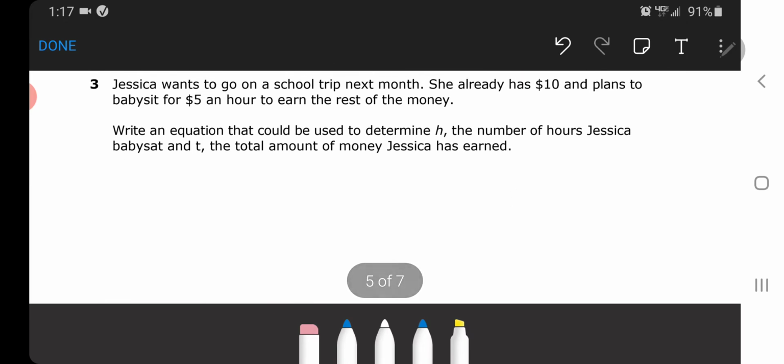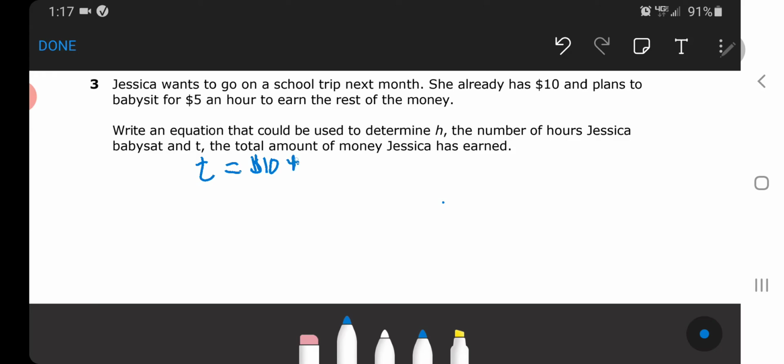Okay, this time it says Jessica wants to go on a school trip next month. She already has $10 and plans to babysit for $5 an hour to earn the rest of the money. Write an equation that could be used to determine H, the number of hours Jessica babysat, and T, the total amount of money Jessica has earned. All right, well, we're going to let T equal our total amount that we're trying to save up. So let's go ahead and write T, kind of like saying Y. T equals, well, she already has $10. Let's go ahead and write that down. We're going to have $10 and plans to babysit for $5 an hour. So she's going to get $5 more an hour.